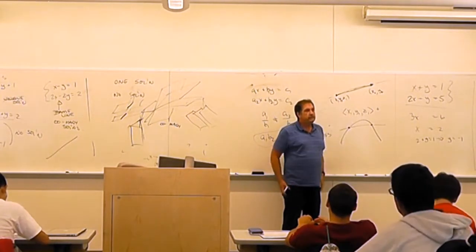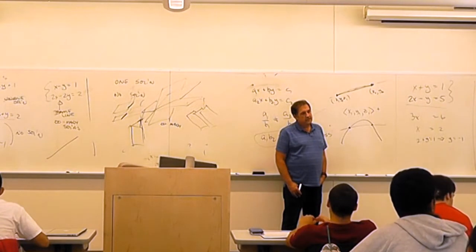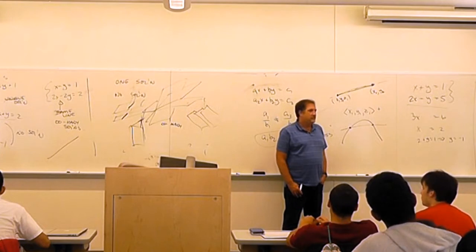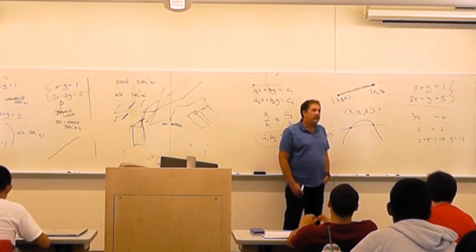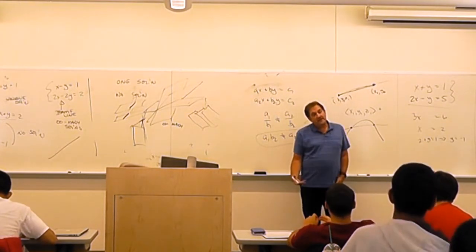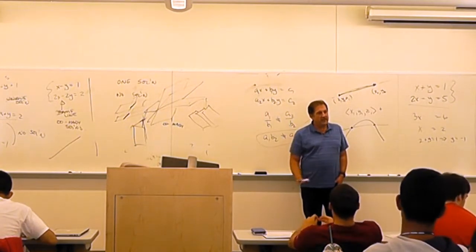Yeah? How do you distinguish between the different levels of magnitude of solutions? Like, if you say infinity squared, if they're all the same. Well, yes, there is a notion for that, and it's called the codimension. But let's come back to that when we get somewhere.